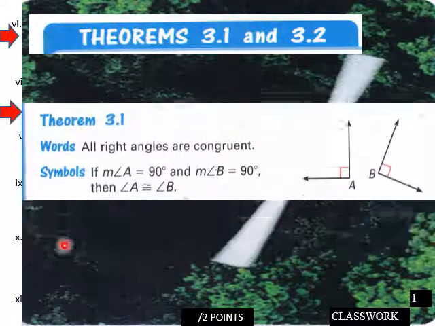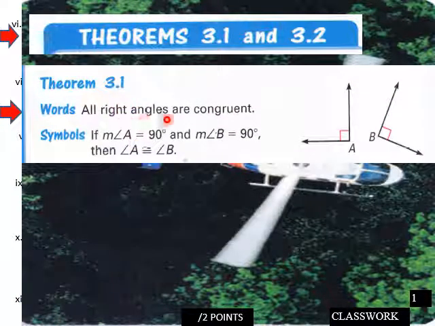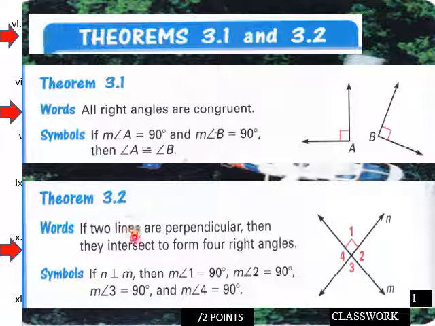Theorems 3.1 and 3.2. Theorem 3.1: all right angles are congruent, so this is congruent to that. The measure of angle A is 90 and the measure of angle B is 90, so A and B are congruent. Theorem 3.2: if two lines are perpendicular, then they intersect to form 4 right angles. So if N is perpendicular to M, here's the perpendicular sign, the measure of angle 1 is 90, 2 is 90, 3 is 90, and 4 is 90.